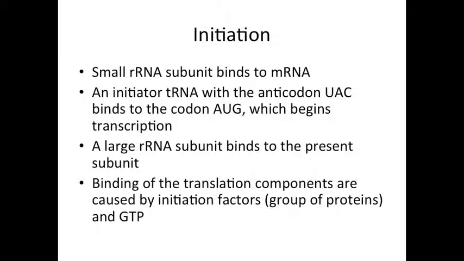Initiation starts off when the small ribosomal subunit binds to the mRNA. After this, an initiator tRNA, with the anticodon usually UAC, binds to the codon AUG, which begins translation. Then a large ribosomal subunit binds to the present subunit, and the binding of the translation components is caused by initiation factors. These are just a group of proteins and GTP.